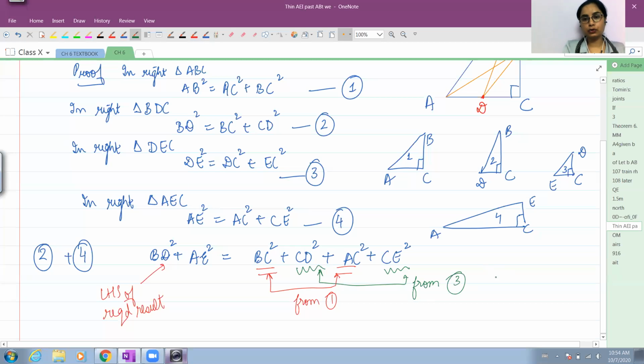What will be the values for these? AB square plus DE square. Does it prove the required result? Take the left hand side of the first and third. That's right. So this is what you wanted to prove.